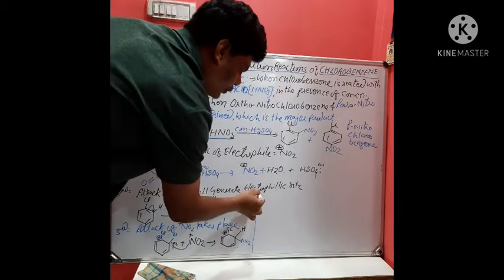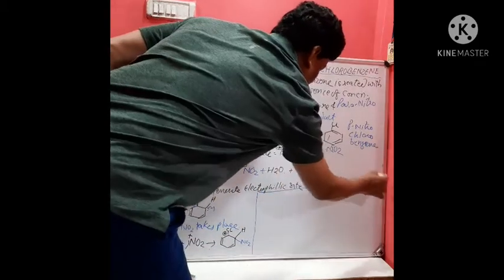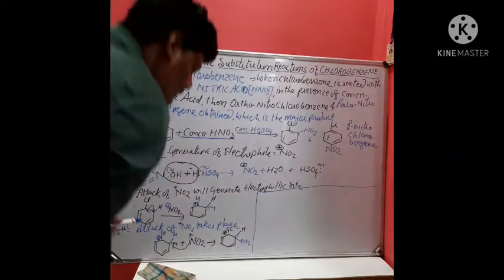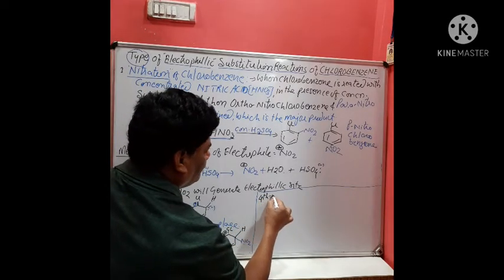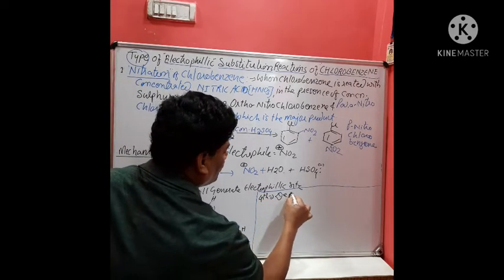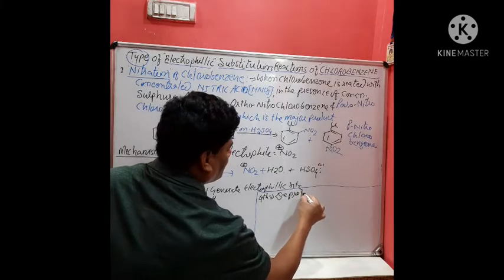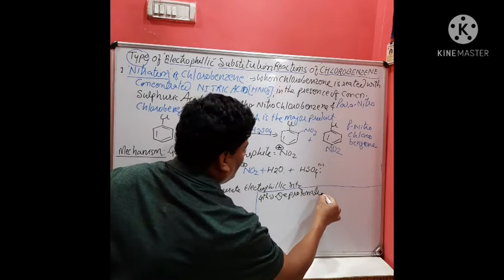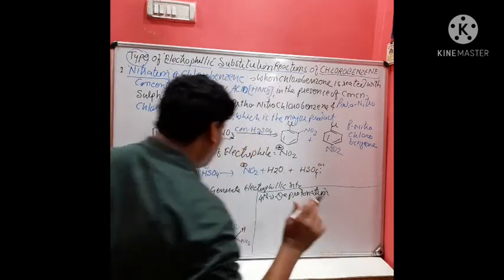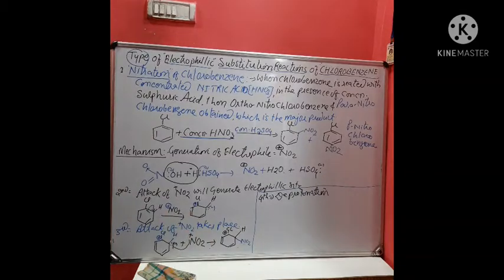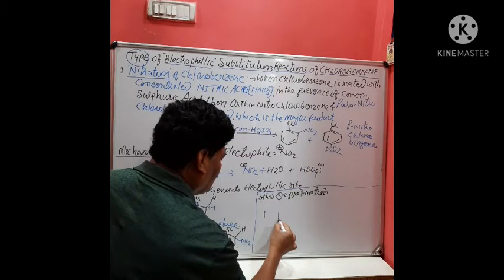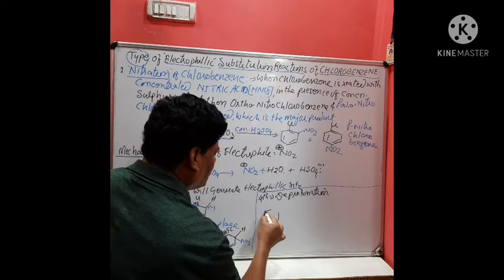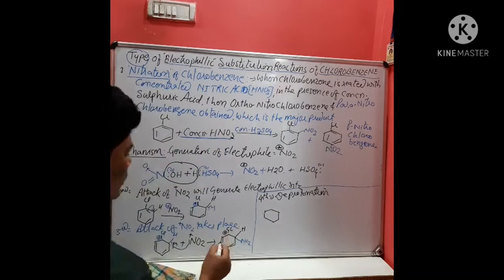Now we have two more steps, because we have to form the main product. So the fourth step is what? Do you know the fourth step? This is deprotonation. Deprotonation means removal of H in the form of proton, that is H cation. This is called deprotonation.